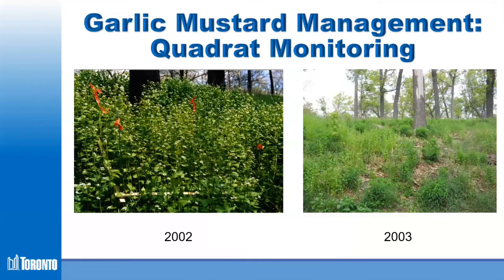Next slide, please. So the first year is 2002. You can barely see the edges of the plots. It was chock-a-block full of garlic mustard. The second year, 2003, there is very little garlic mustard in there.